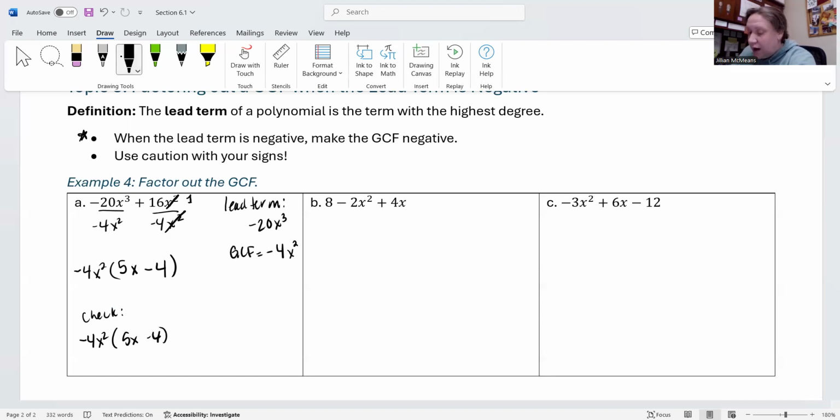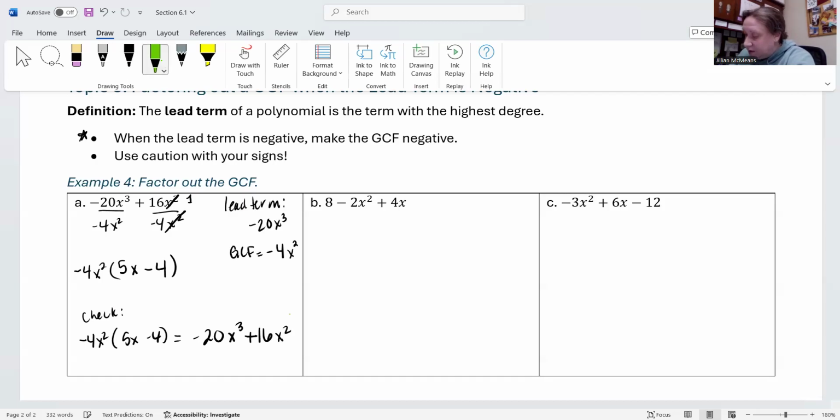So negative 4x times 5x, well, negative 4 times 5 is negative 20. x squared times x, that's a product rule. We keep the base and we add the exponents. 2 plus 1 is 3. And then negative 4x times negative 4, well, negative 4 times negative 4 is positive 16. And there's nothing to multiply with the x squared, so I just bring it over.